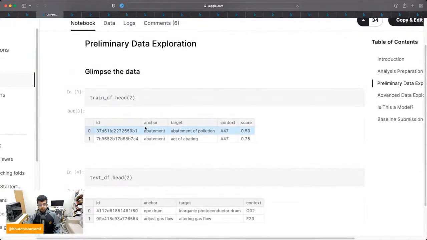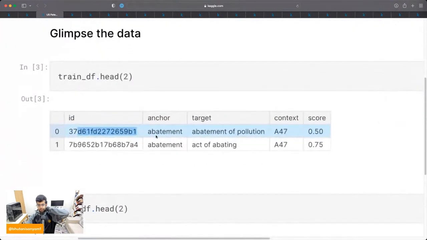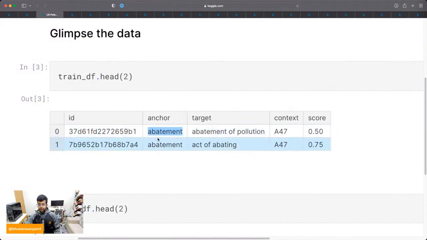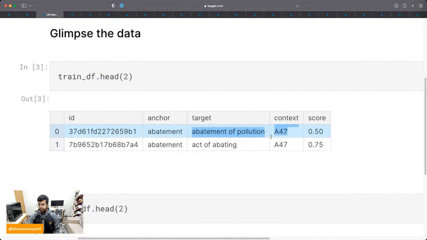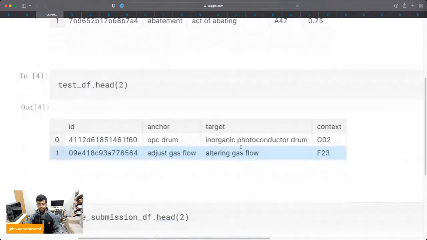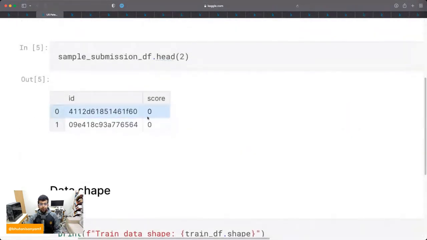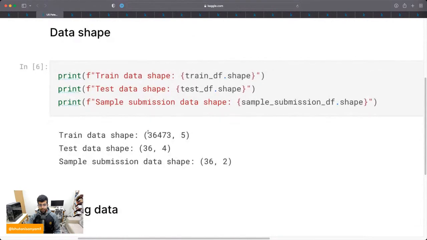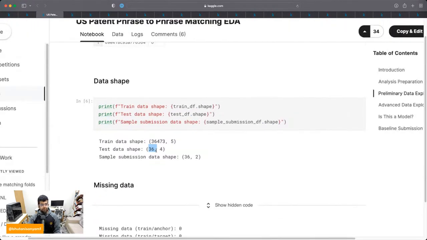As you can see, he prints out the heads, and we can see the IDs are simply numbers here, or strings actually. Then you have the anchor, which in this case is abatement, and the target is abatement of pollution. You're given the context, and then you're given the score. Similarly for test, you're given the anchor, target, and context, and you're supposed to predict the score for this case. And how do you predict that? You have the IDs and you give out the score. You have 36,000 examples to work with, and inside the test set, which I assume would be rerun later, you have 36 examples which later gets rerun.